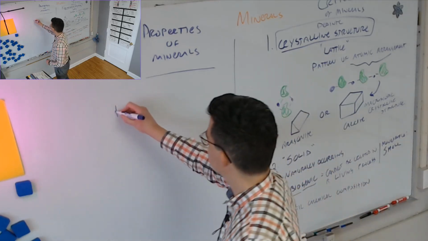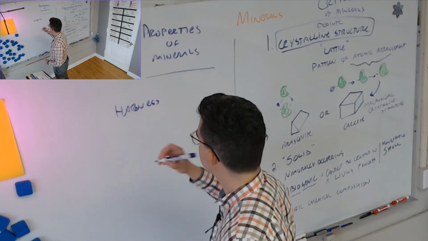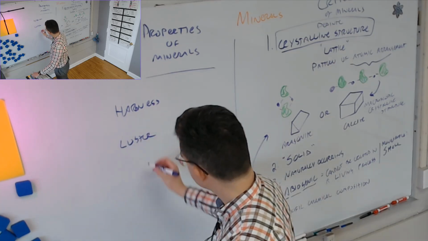Hardness. Okay, let's go through them all. Hardness, let's just list them first. I'm going to spell it right, though. Hardness, luster, streak.